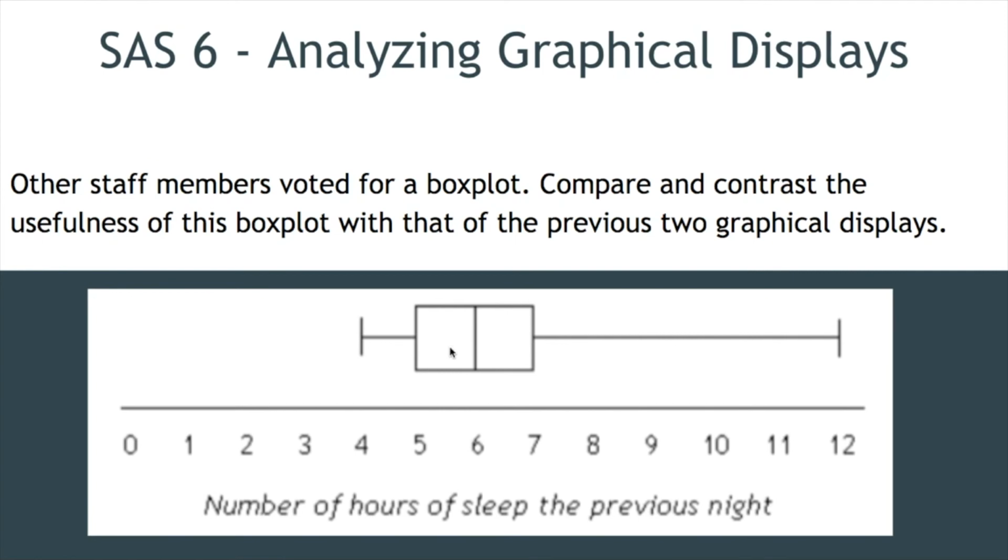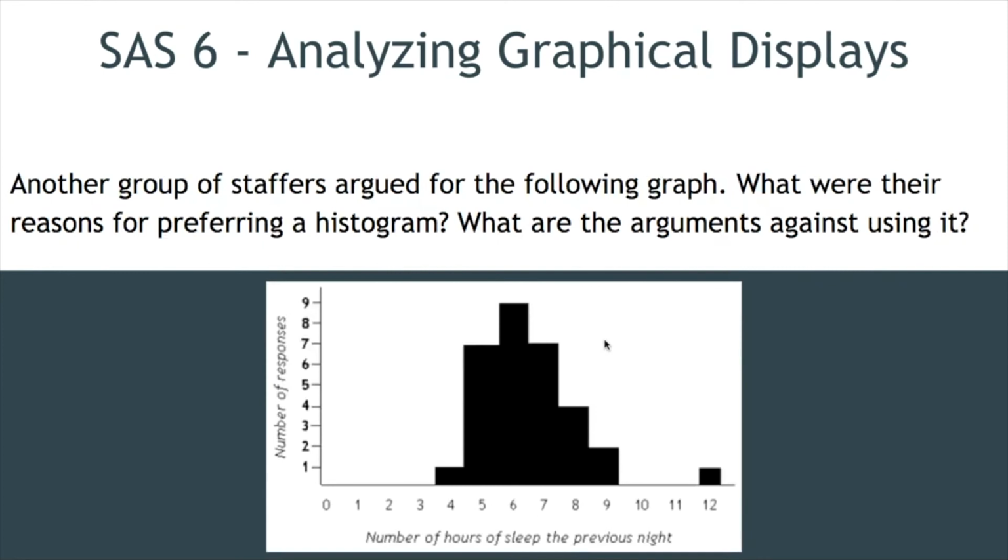But notice the box plot doesn't show that outlier out here. Now, other staffers argued the following graph, with what were the reasons for preferring a histogram. You can easily see where the normal distribution is, depending on what you make your bin width. If we made our bin width 3, we probably wouldn't see this as well. Against it, it doesn't necessarily give us all the information we want. We can't see every data point.